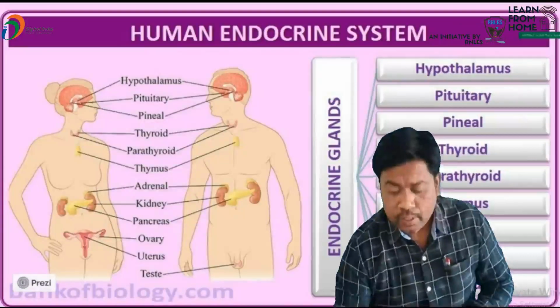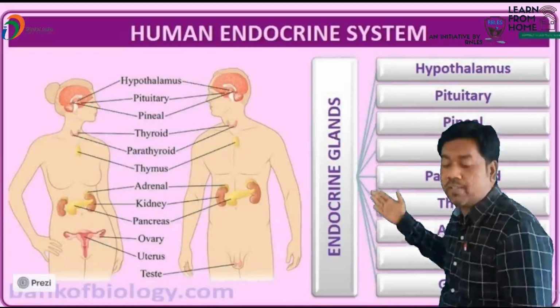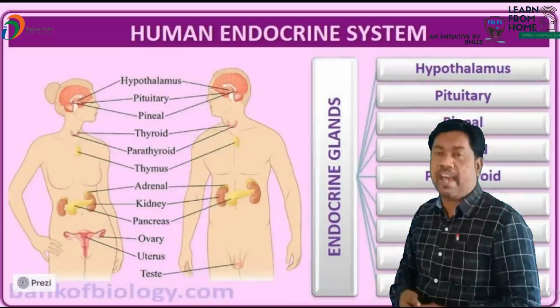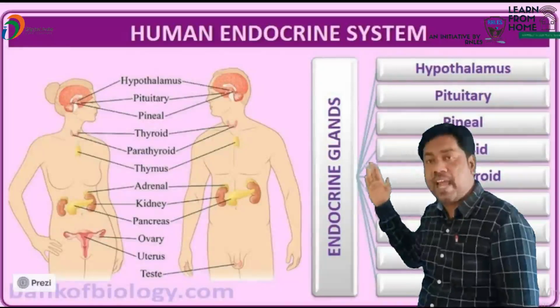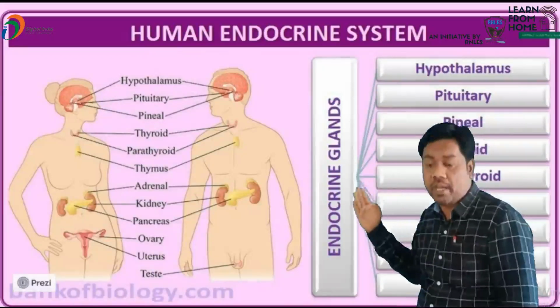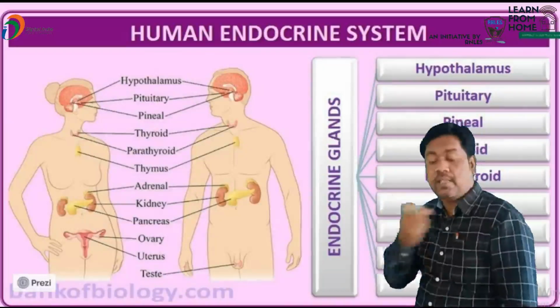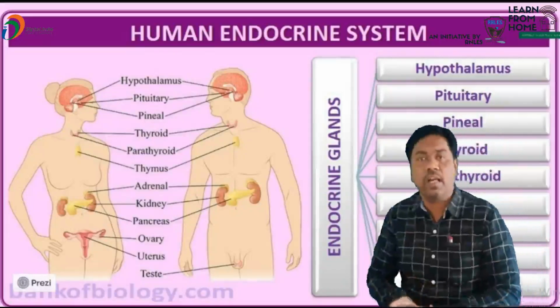After that, you have to see here, beta, this is the human endocrine system. The human endocrine system consists of different kinds of endocrine glands. What are the best examples? Hypothalamus and pituitary gland, pineal gland, thyroid gland, parathyroid gland, thymus gland, adrenal gland, pancreatic gland, and gonads. These are the best examples of endocrine glands.